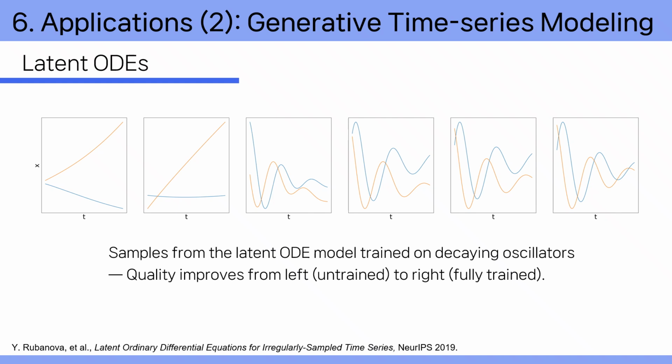Here's a simple example of fitting a latent ODE to a dataset of decaying oscillators. The figure shows samples generated from the trained model which perfectly match the true dynamics. The training data are irregularly sampled. Each sequence has observations at different time points. Yet the latent ODE can generate smooth trajectories over the entire continuous time interval, producing samples at any time. Moreover, it generalizes well beyond the training range, demonstrating a strong extrapolation ability.